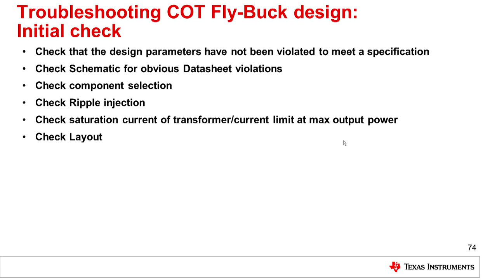Of course, you want to make sure that your design parameters don't violate any of the specifications, whether of your application or the IC, and check the datasheet very carefully to make sure you're not violating any datasheet specifications. Check your component selection, just double check to make sure you have the right values. Double check your ripple injection method, how you're doing that, and also be sure that your inductor or transformer won't saturate under the maximum peak current that the converter is capable of producing. And finally, of course, check your layout.